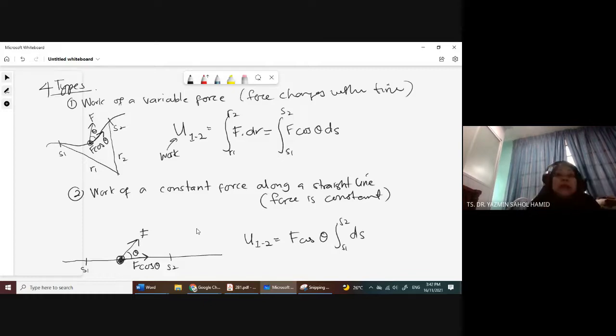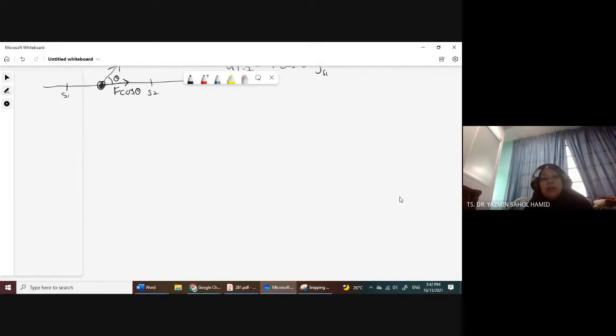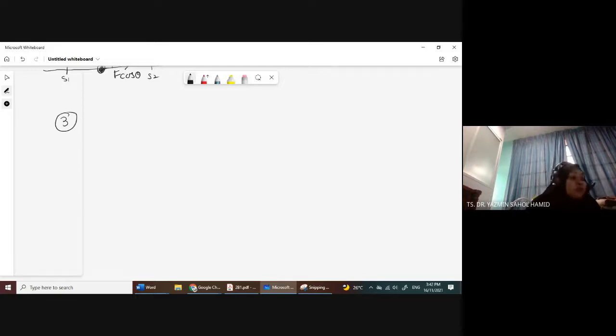The angle will change if it's a variable force, but if it's a constant force, the force will be constant throughout. Don't worry, when we start doing examples together, you will understand better the difference and what changes and what does not change. Now, we have two more types before we understand the application and can do an example question together.